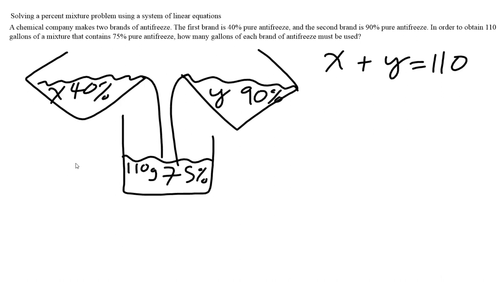And we get the second equation by adding the total amount of concentrate, in this case antifreeze, in each one of these, and make it equal to the total amount of antifreeze in here. So the total amount of antifreeze in my first batch is going to be 40% of X, converting the percentage to a decimal to get 0.40X. When I add to that the total amount of antifreeze in my second batch, that's going to be 0.90Y.